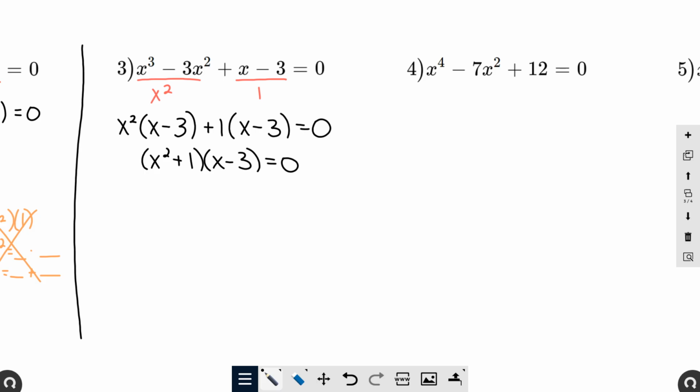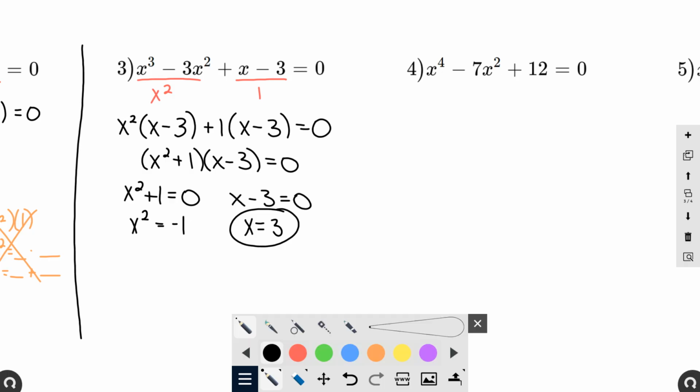But now that it's factored, we take each parenthesis and set it equal to 0, just like we did in our last unit, and then we solve them. Now, the one on the right is very easy to solve, right? X equals what? 3, which is what we got out on our calculator, right? We saw it cross there at 3. Now we need to solve this one, just like we did at the beginning of this unit. How do we solve this? Subtract 1 and then square root.